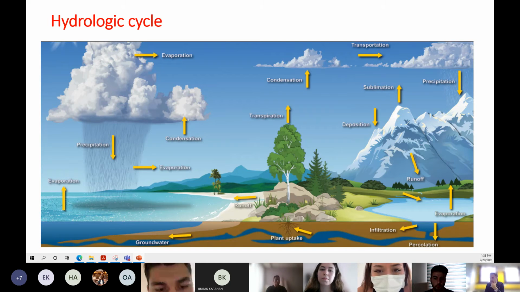We will have a decreasing temperature at the upper atmosphere. By decreasing temperature, we will have condensation. Water vapors condense and cool. After condensation, they create clouds. Water vapors create clouds. Then clouds maybe move up like here, and even you see we will have some evaporation.